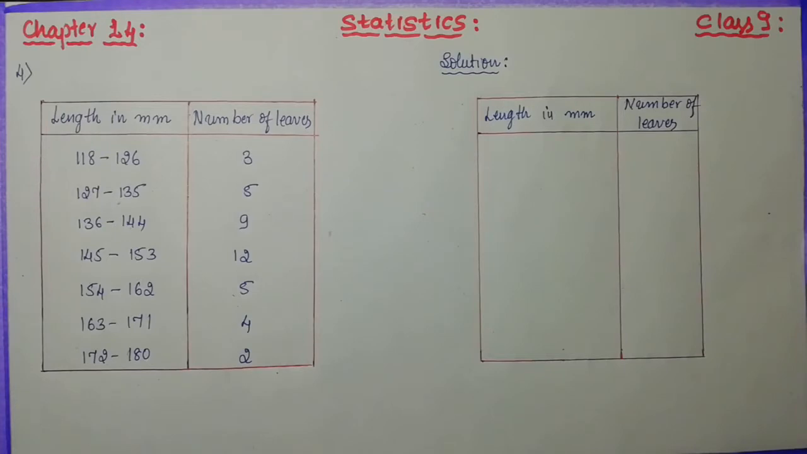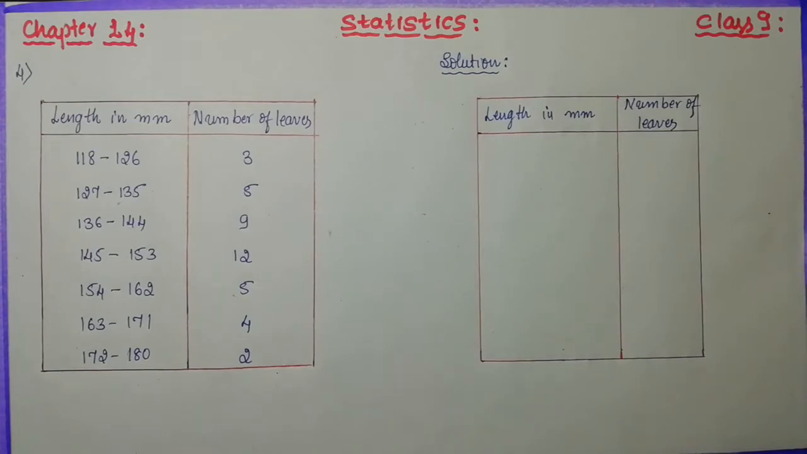First, look at the fourth question. What it says is like this: the length of 40 leaves of a plant are measured correct to 1 millimeter, and the obtained data is represented in the following table. In the first column, length in millimeter is given in terms of class interval, and in the second column, number of leaves are given.